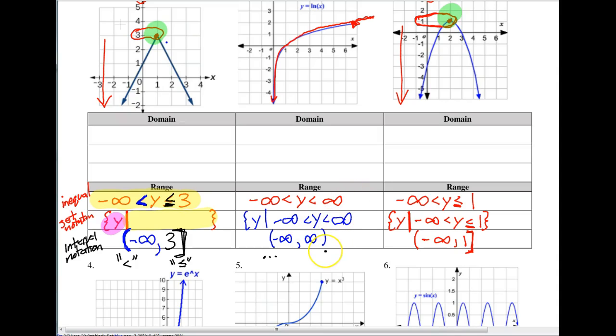Why? How come there's no bracket? Yeah, so two things. Infinity never has a bracket because it's never equal to. So because this has an equal to, that's why it had a bracket. Same thing here, this had an equal to. So this has a bracket, but these, you can never actually be equal to infinity. So you can't have a bracket.